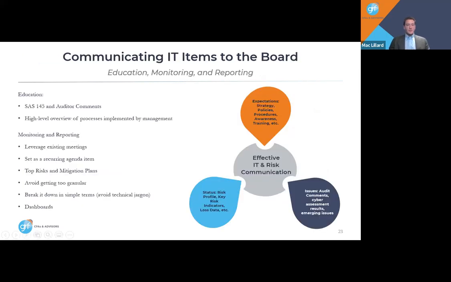And now that we've talked about some of those best practices, I just want to go into communicating these to the board. And I know we've got about 10 minutes left, so I want to leave a few minutes for questions at the end, but I did promise I was going to talk about SAS 145. So this is just another statement on auditing standards that goes into effect for years ending after December 15th, 2023.